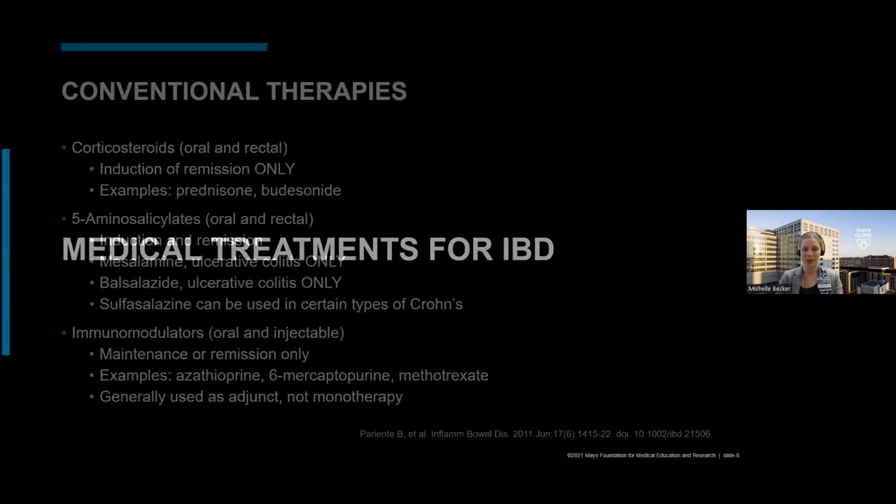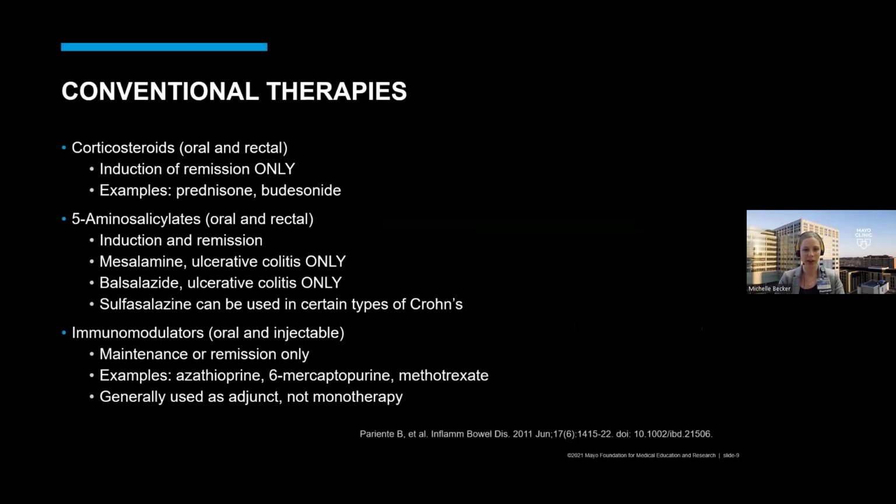What medicines do we use? So first, we have conventional therapies that we will not focus on today, but they include corticosteroids such as prednisone and budesonide, which are only used for induction of remission. They should not be continued long-term. 5-aminosalicylates such as mesalamine, balsalazide, and sulfasalazine can be utilized for both induction and maintenance of remission. And immunomodulators such as thiopurines, including azathioprine and 6-MP, or methotrexate, are often utilized, generally not as monotherapy, but often in combination with another treatment option, such as our anti-TNF agents.